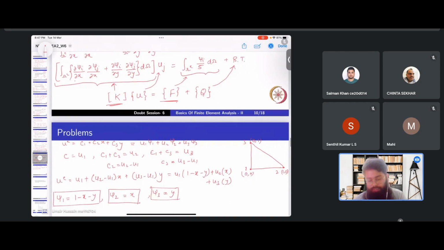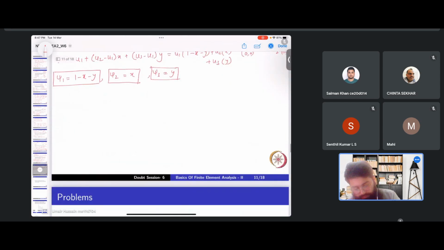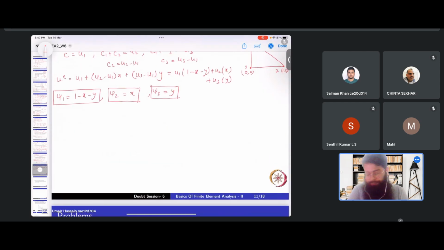So we'll first start with finding the force vector. That will take less time. We have to integrate this over the triangle area, so we'll just take 1 by 5 out and calculate that later, psi i dx dy.